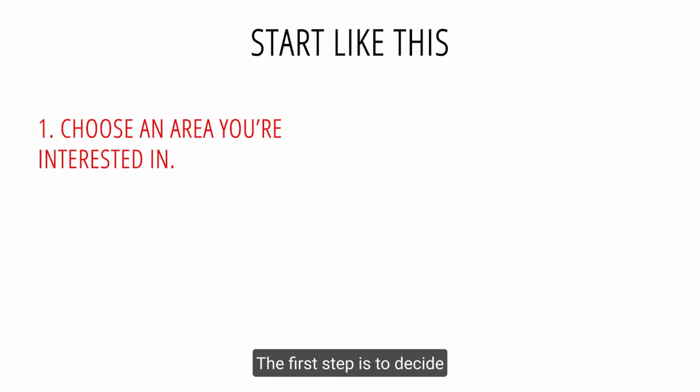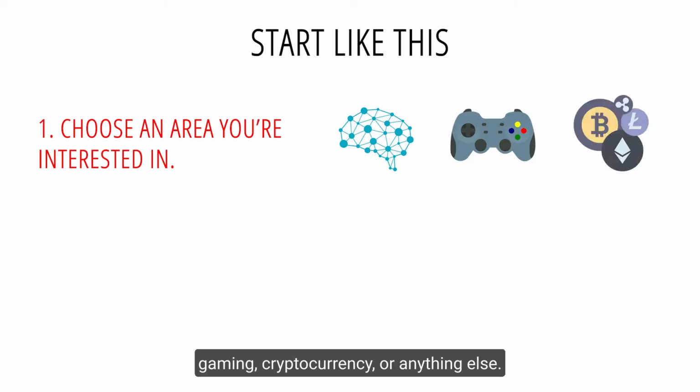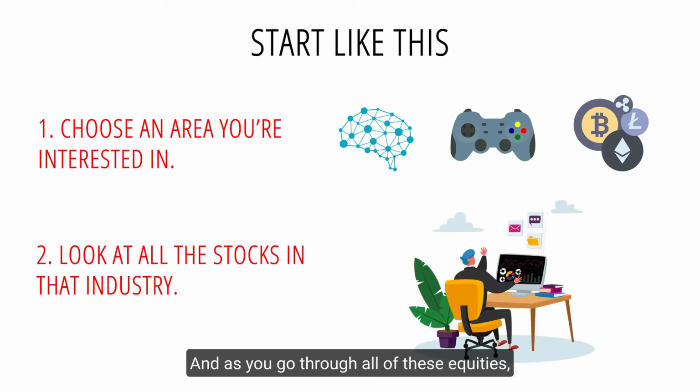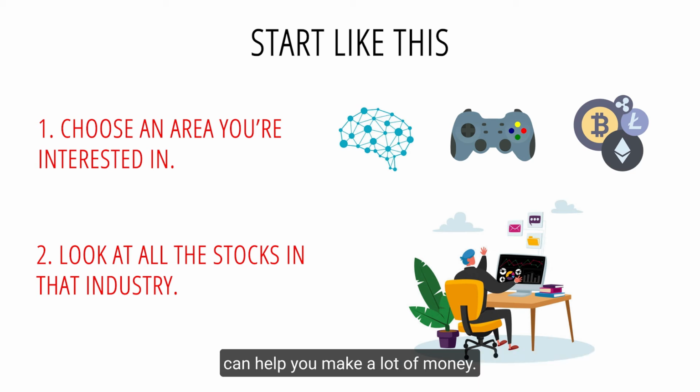The first step is to decide on a topic that interests you. This may be artificial intelligence, the semiconductor sector, gaming, cryptocurrency, or anything else. You choose a field and become an expert in it. Then you examine the small stocks in the industry, stocks that you can comprehend. And as you go through all these equities, you'll notice minor wrinkles, hidden gems, and anomalies or opportunities that can help you make a lot of money.